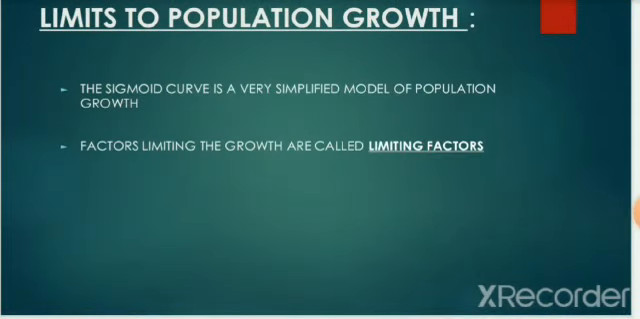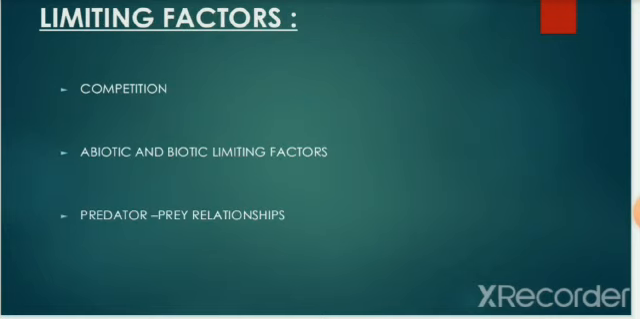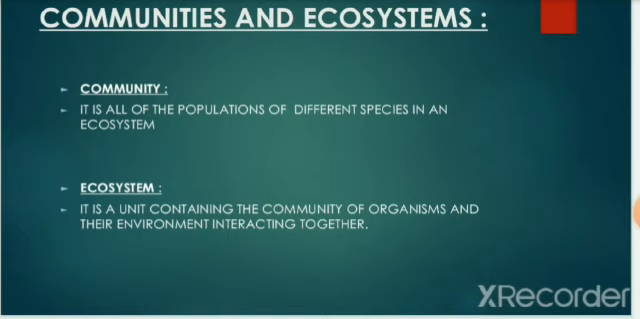Now, as we were talking about the limiting factors in the stationary phase, there are certain factors that limit the growth of the organism and thus are called limiting factors, which include abiotic and biotic limiting factors, predator relationships, and competitions. Okay. The fourth major category includes communities and ecosystems. What is a community? A community is basically all of the populations of different species in an ecosystem. For example, the human population, plant population, and animal population live together and form a community.